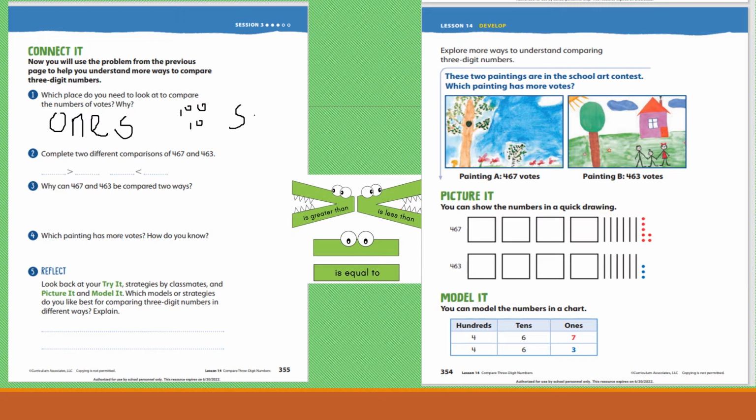And I'll write it like that, okay? The hundreds and tens were the same. All right, so let's look at question number 2.